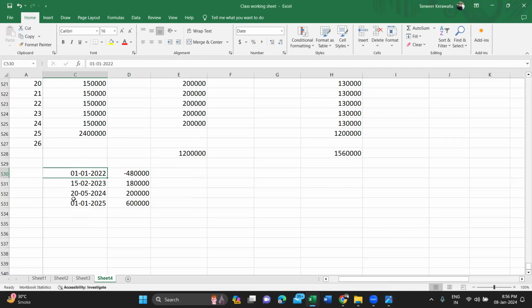Make sure it doesn't get into the wrong format. Otherwise, if it's 1 February, it becomes 2nd January by mistake. 1 February becomes 2nd January. So the formula will give you a different answer. It won't give you the correct answer, right? So just ensure the dates in the question are the same as the dates you have written here.